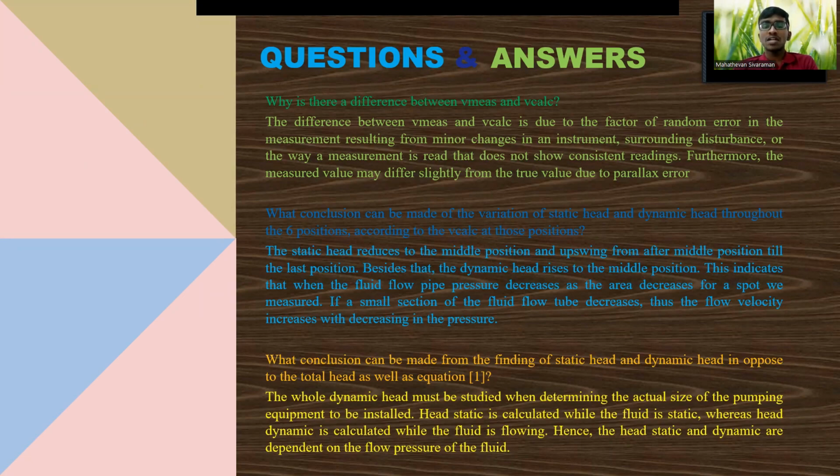Second question, what conclusion can be made of the variation of static head and dynamic head throughout the 6 positions according to the V calculated at those positions? So the answer is the static head reduces to the middle position and rises again from after the middle position till the last position. Besides that, the dynamic head rises to the middle position. This indicates that in a fluid pipe, pressure decreases as the area decreases at the spot we measured. If a section of the fluid flow tube becomes smaller, the flow velocity increases with a decrease in pressure.